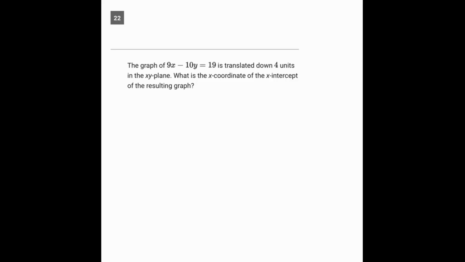Going to question 22 now, we have a line right here. We know it's a line because x and y are to the first power. If x were to the second power, it would be a quadratic, a parabola, and it's being translated down 4 units. Now, if you're given the equation of a line, you really want to see it in y equals mx plus b form so you can make sense of it. So let's do that. We have 9x minus 10y equals 19. We want y equals mx plus b. So let's take away 9x from both sides, and we'll have negative 10y is negative 9x plus 19.